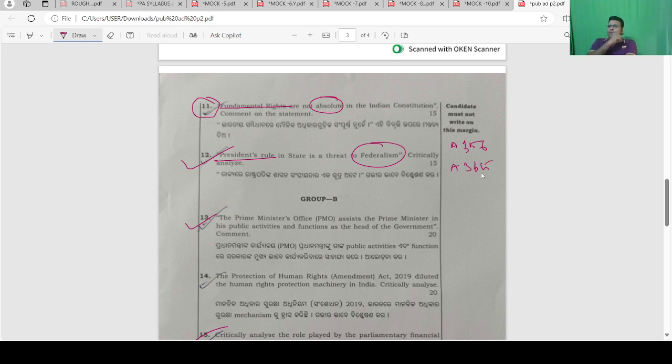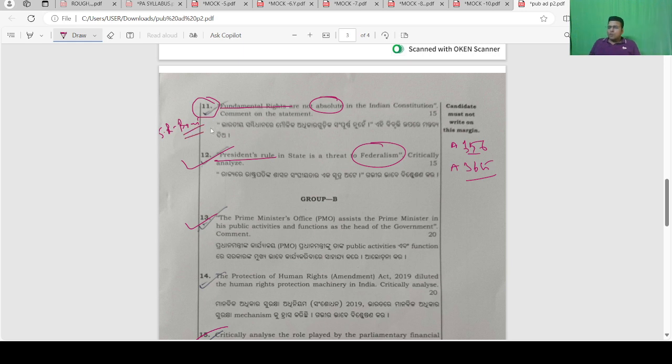You need to explain both 356 and 365 because of president rule. So 356, in case of constitutional breakdown, the president can impose president rule. And what is 365? If the state does not obey the direction of center, then it is assumed to be constitutional breakdown and center imposes 356. Here you need to write about SR Bommai case. I have discussed in class.